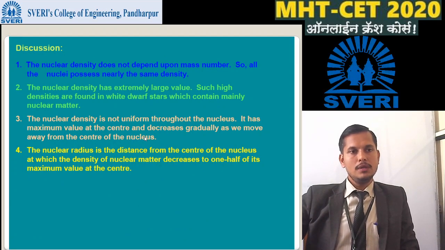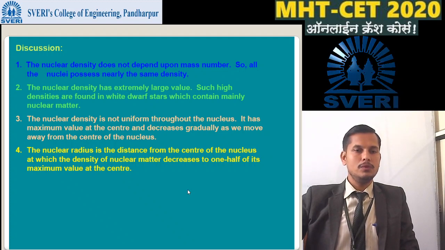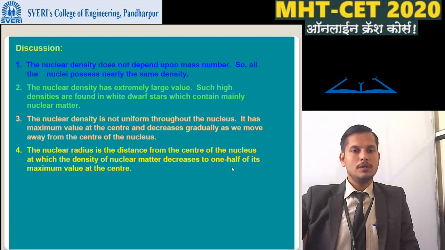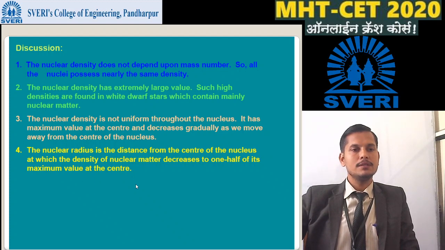The nuclear density does not depend upon mass number. So all nuclei possess nearly the same density. The nuclear density has an extremely large value. Such high densities are found in white dwarf stars, which contain mainly nuclear matter. The nuclear density is not uniform throughout the nucleus. It has maximum value at the center and decreases gradually as we move away from the center of the nucleus. The nuclear radius is the distance from the center of the nucleus at which the density of nuclear matter decreases to one half of its maximum value at the center.